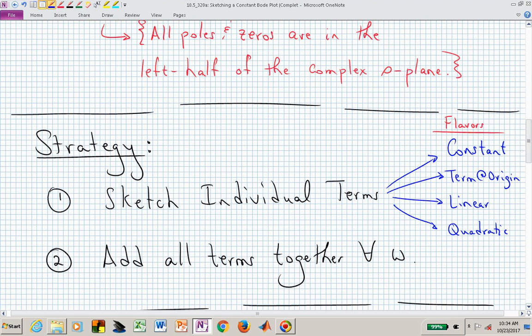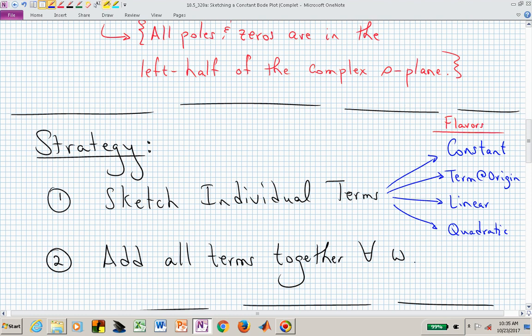Again, our strategy is to break this process down into sketching the individual terms. And then at the very end, after we've put all of these flavors together on one plot, then we combine those into a sum of the magnitudes as you go from low frequency to high frequency, and the sum of all of those angle pieces from low frequency to high frequency.